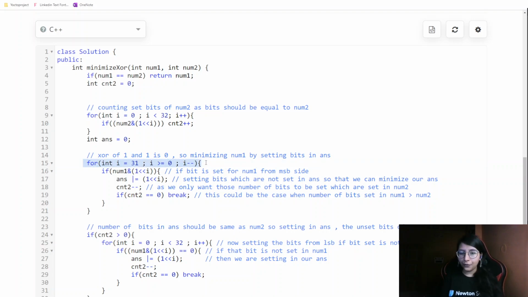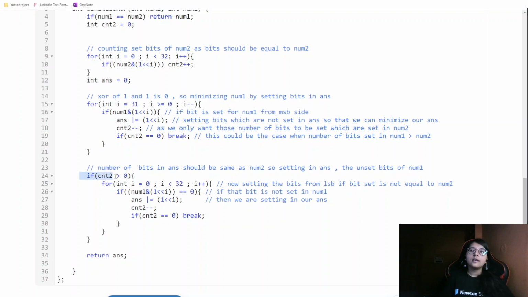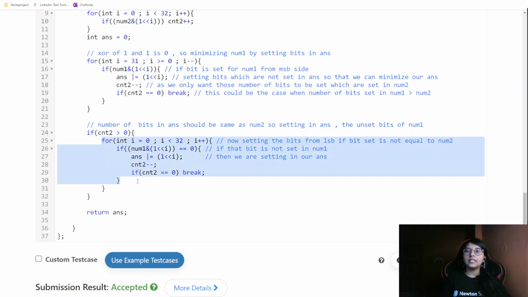And then here, we are setting from the MSB side, so that's why we are starting from 31 and going till 0. If a bit of num1 is set, then at that point we set that bit of our answer and decrease our count. And if at any point our count 2 becomes equal to 0, we break out from that point, and that would be the required answer. And if somehow our count 2 hasn't been reached, then we will set our bits from the LSB side.